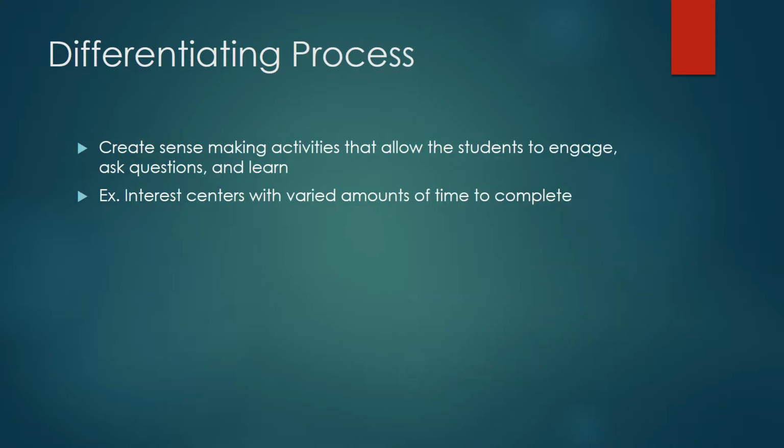The second one is differentiating process, and again, it's always based on readiness, learning profile, and student interest. This is about differentiating how the students engage. Before it was the method, reading alone versus reading as a group. Now it's about something like an interest center with varied amounts of time to complete. The student can go to what they feel most interested in in terms of how they want to accomplish that task. So the way they're engaging with that content varies, and that's where you differentiate with the process.